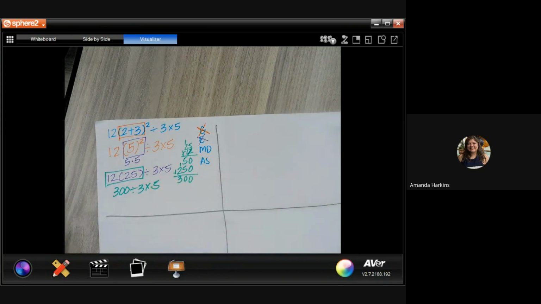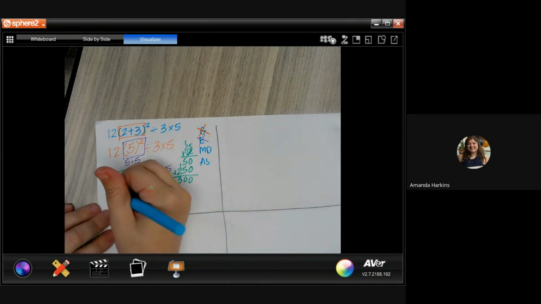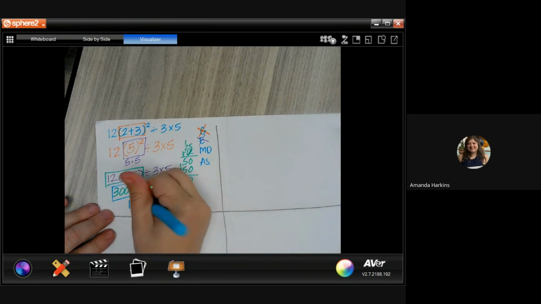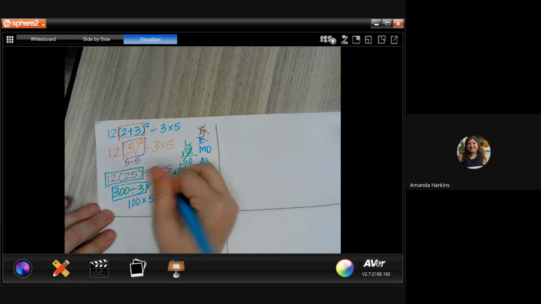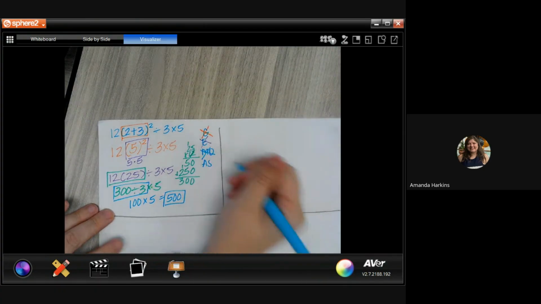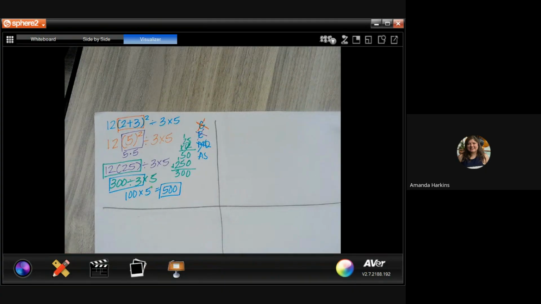Remember, we go from left to right. So we're going to continue going this way. 300 divided by 3 is 100. So 100 times 5 gets me 500. I do not need to add or subtract because I have no addition or subtraction.